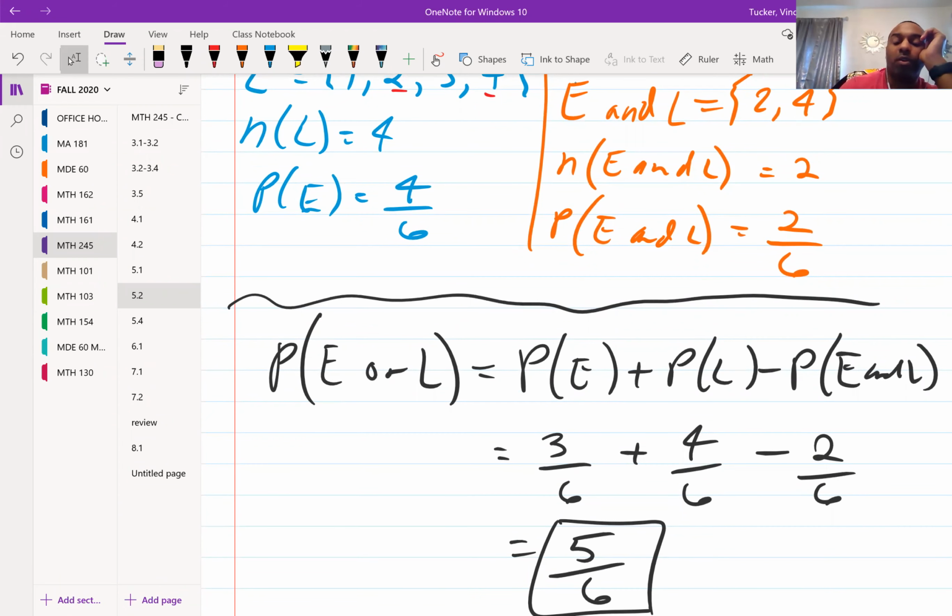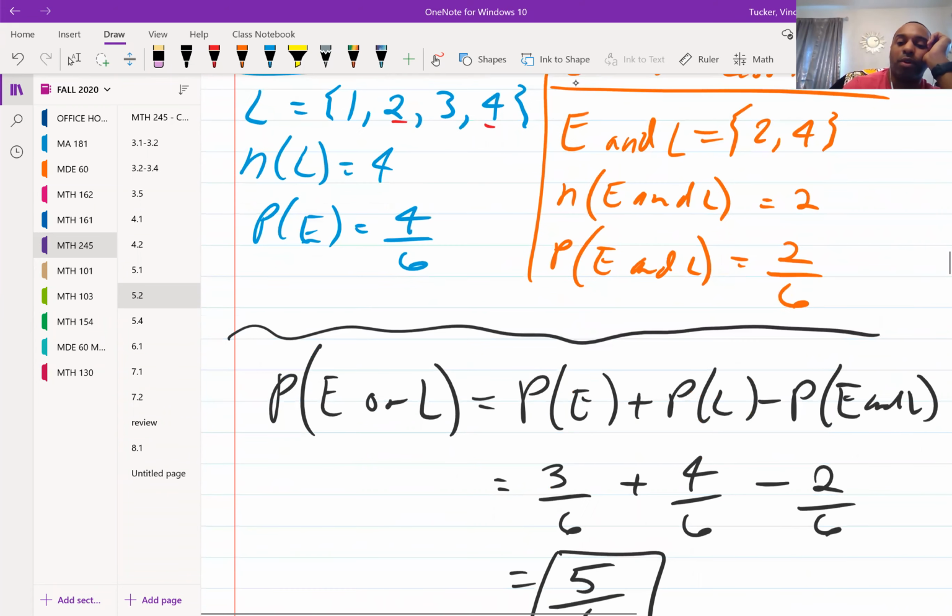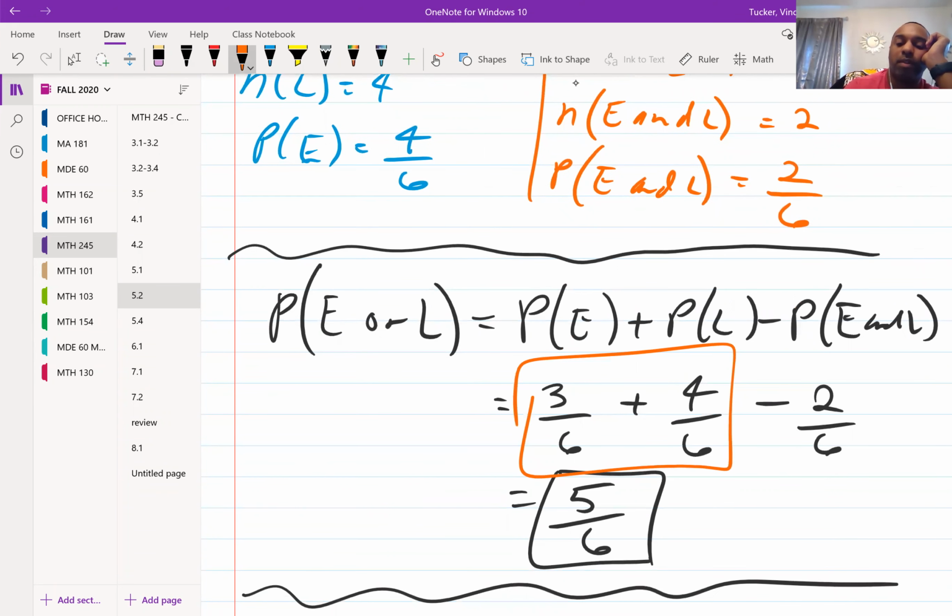So going back to why this has to happen, why do we have to subtract the probability of the two numbers that we have in common? That's because if you do not recognize that, in this probability 2 and 4 are counted, but in this probability 2 and 4 are counted as well. So you're actually counting 2 and 4 twice in your calculations. If you were to just add these two together, that would give you 7/6. And remember, our probabilities can't be larger than 1, so we should know something is wrong. The reason that is occurring is because 2 and 4 are being counted twice. So that's why you have to subtract what they have in common one time, so that it's only counted once.